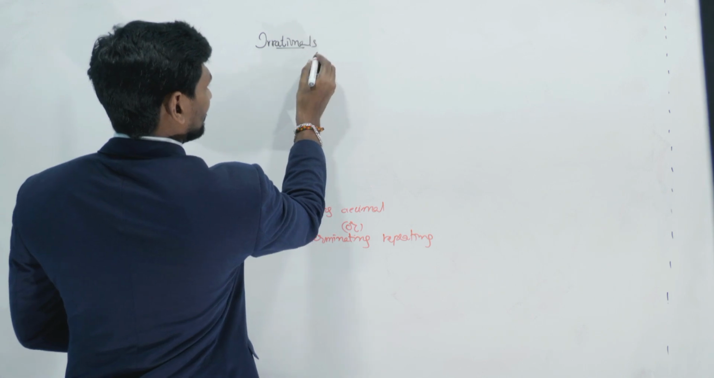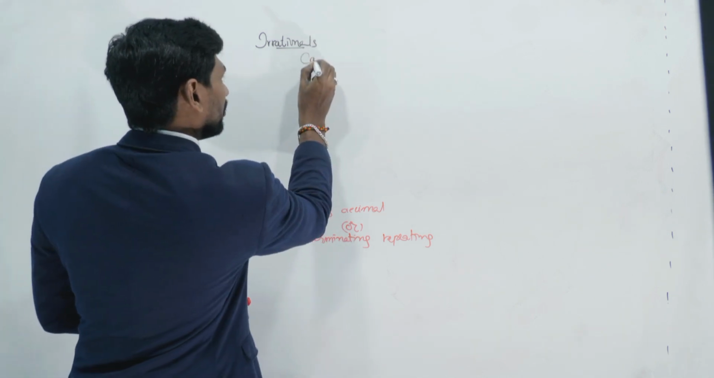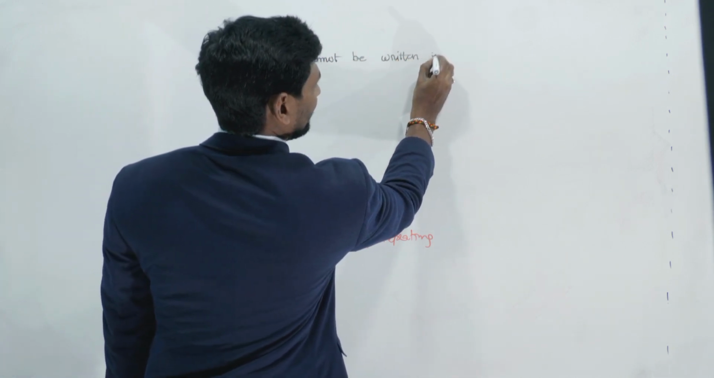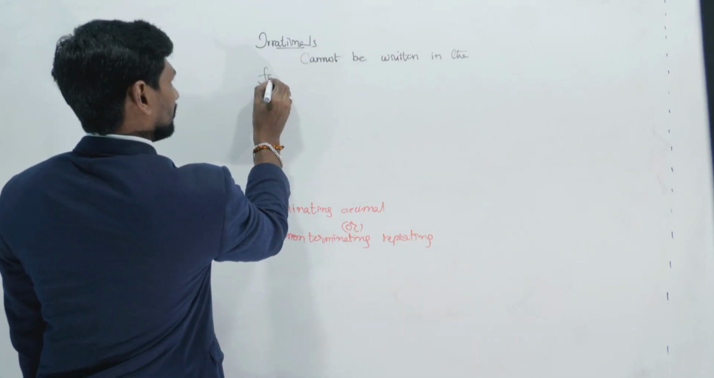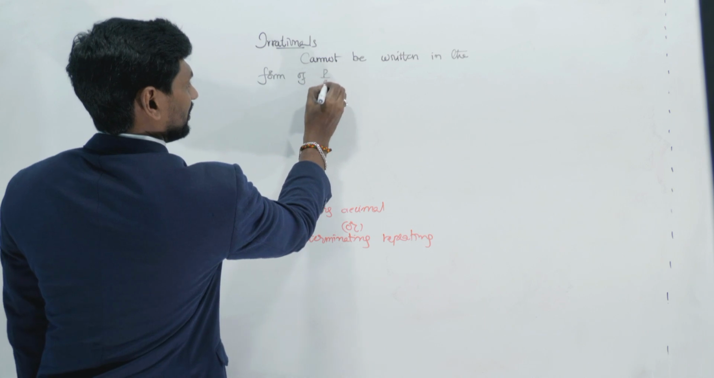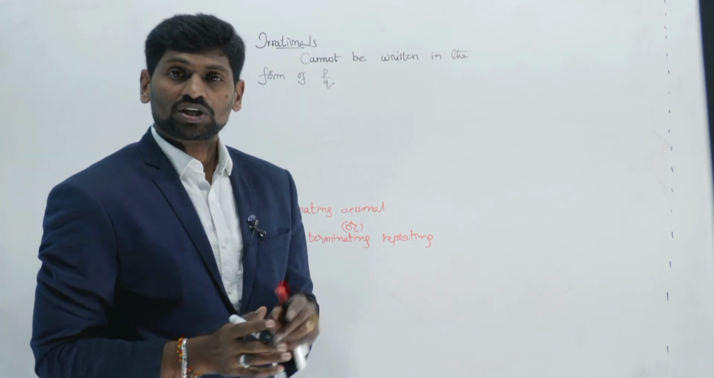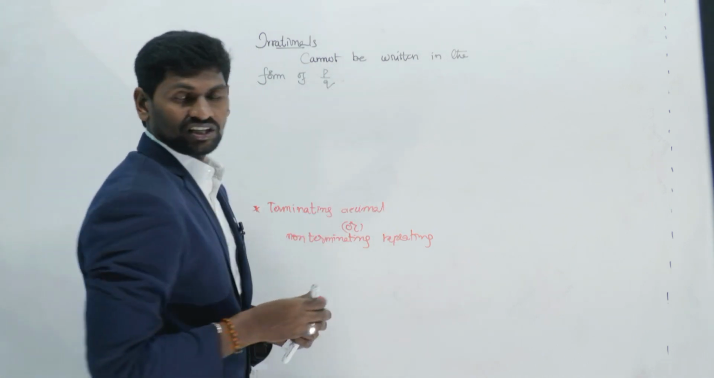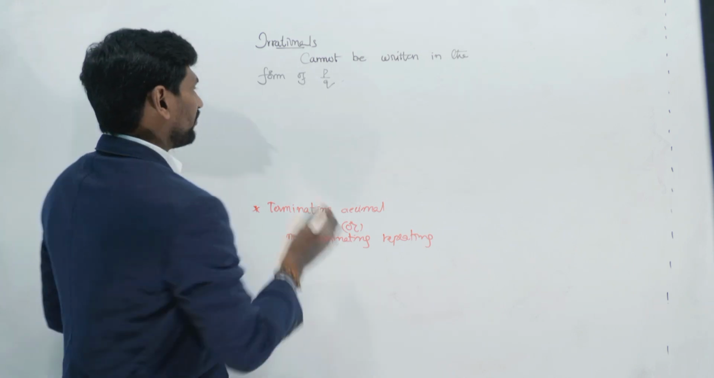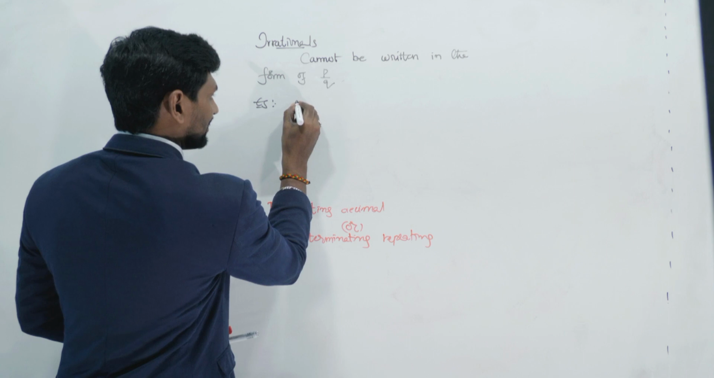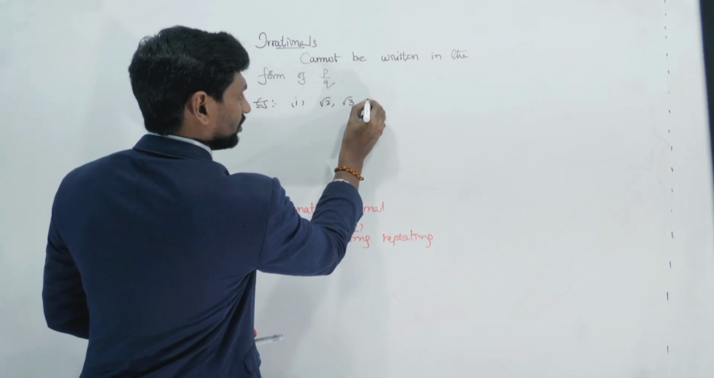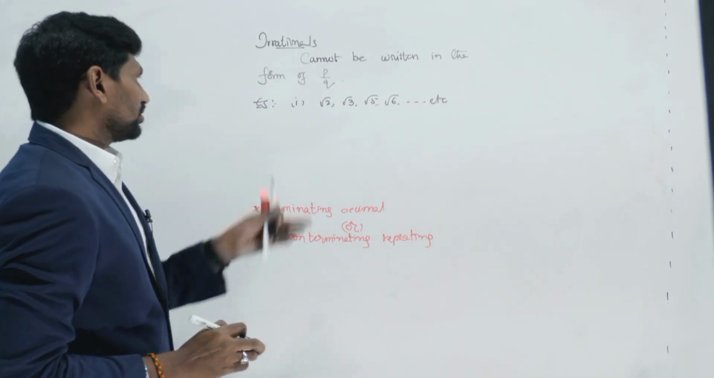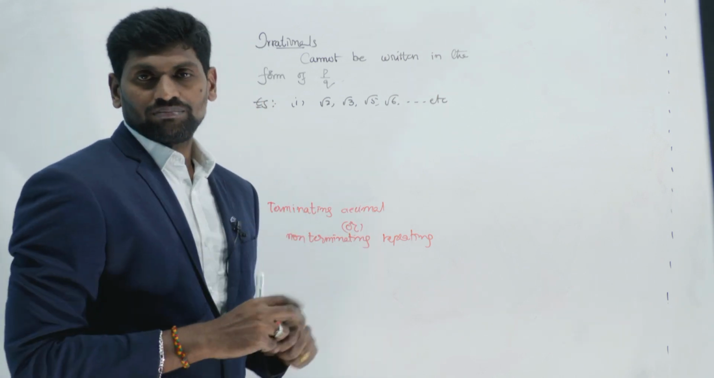Actually, irrational numbers are nothing but the numbers that cannot be written in the form of p by q. The numbers that can be written in the form of p by q are called rational, and those that cannot be written in the form of p by q are called irrational numbers. We can take three different types of irrational numbers. Mostly, examples are root 2, root 3, root 5, root 6 and so on. These are all examples of irrational numbers.